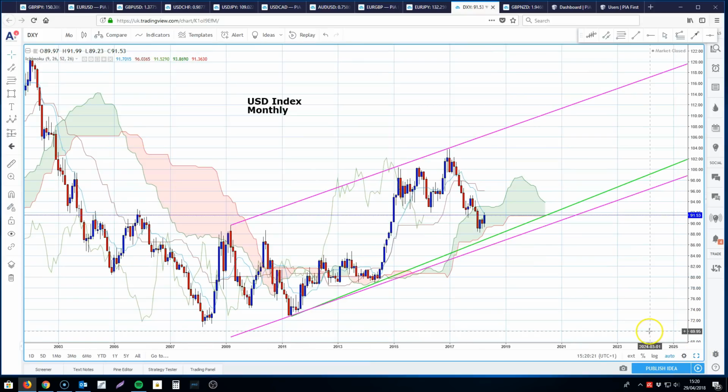So first, the dollar index obviously drives most of the dollar majors. Monthly chart highlights the last 4.5 months, if you like, of mixed volatile trading as we're holding inside this monthly Ichimoku cloud. Resistance to note here is 93.14, which is the cloud top.